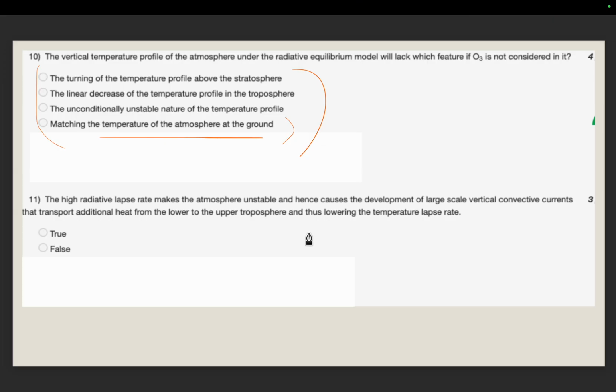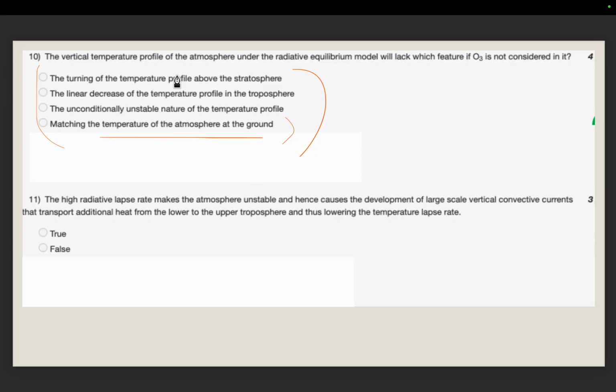In the vertical temperature profile of the atmosphere, under the radiative equilibrium model, the lack of which feature will occur if ozone gas is not considered? Option A: the turning of the temperature profile above the stratosphere. Option B: the linear decrease of the temperature profile in the troposphere. Option C: the unconditionally unstable nature of the temperature profile. Option D: matching the temperature of the atmosphere at the ground. Yes, question 10, option A is correct.